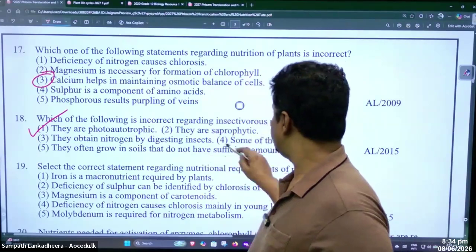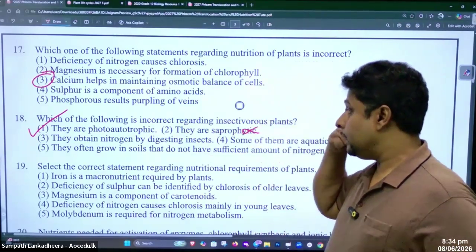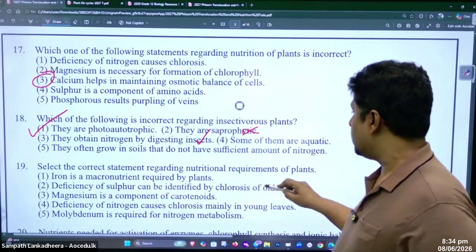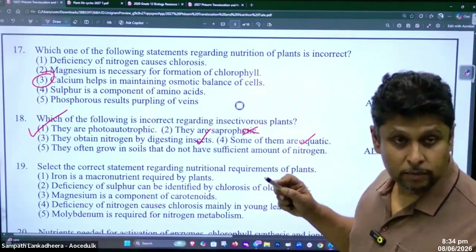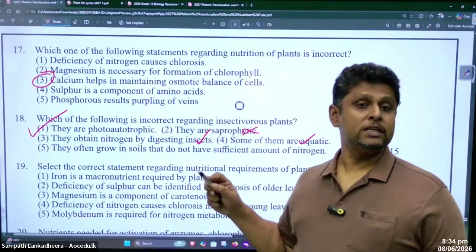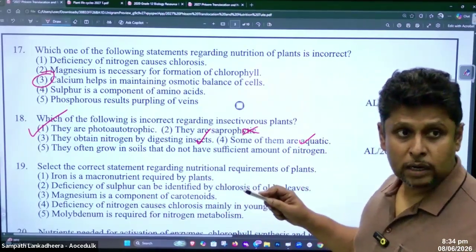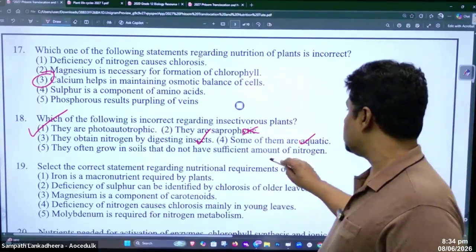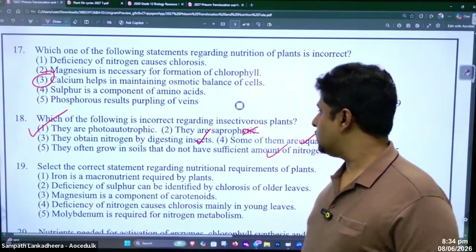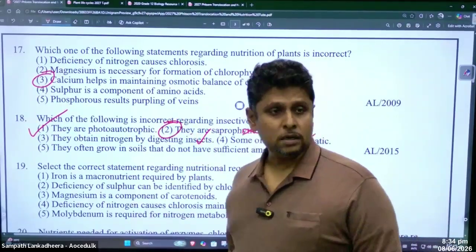They obtain nitrogen by digesting insects, correct. Some of them are aquatic, correct. Give me an example of an aquatic one. Utricularia is aquatic. They often grow in soil that does not have sufficient nitrogen. That is correct. So we got the answer: the second one.